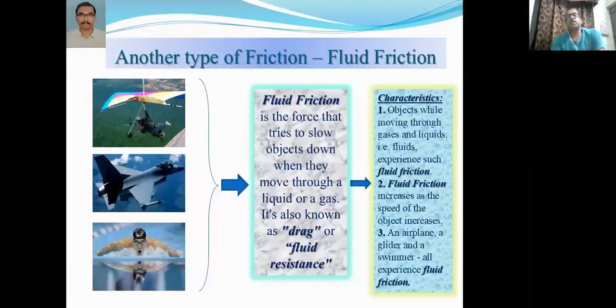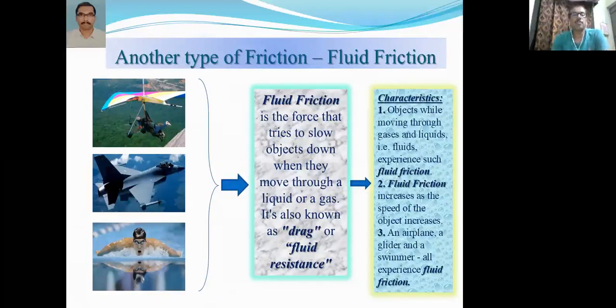Another type of friction we can give here as an example is fluid friction. What is fluid? Fluid is that type of matter which can flow, that is, liquids or gases. So fluid friction is the force that tries to slow objects down when they move through a liquid or a gas. It is also known as drag or fluid resistance.